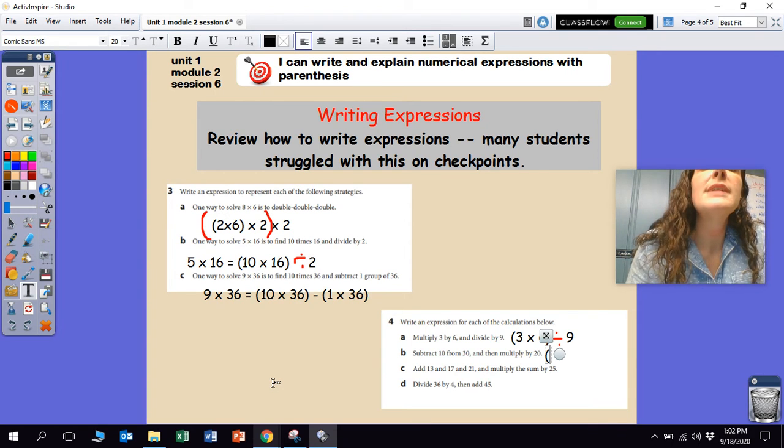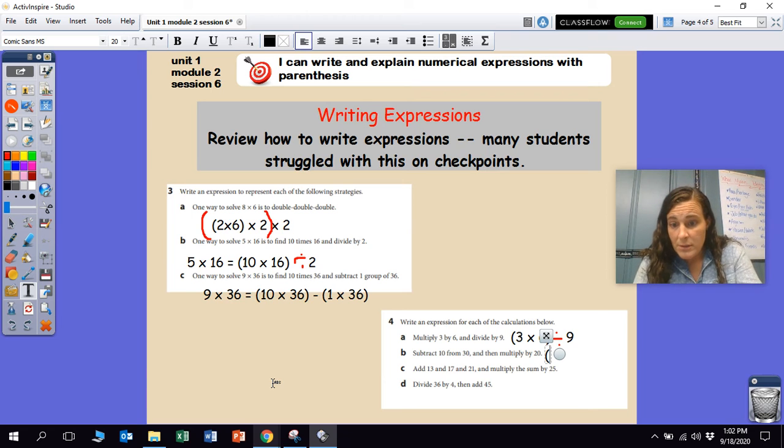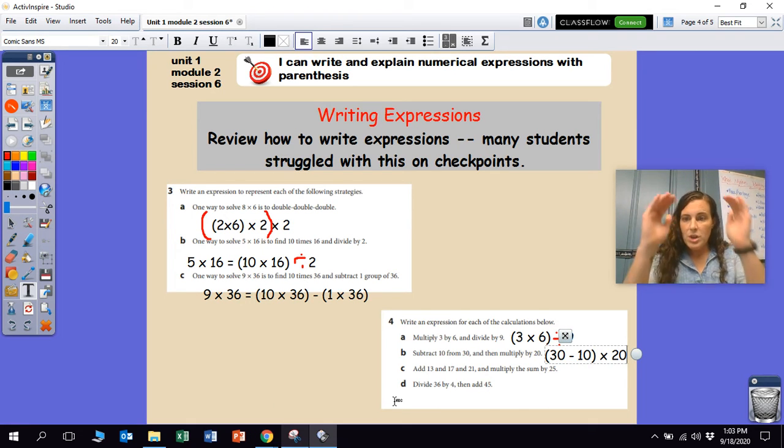First, I'm going to start with 30 minus 10. That's subtracting 10 from 30. Don't make this silly mistake. Oh, that's a negative number. Subtract 10 from 30, then multiply by 20. We use those parentheses to show I'm going to do this, then this.